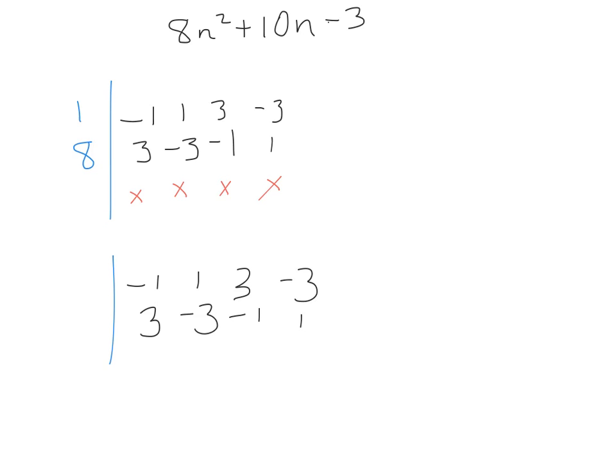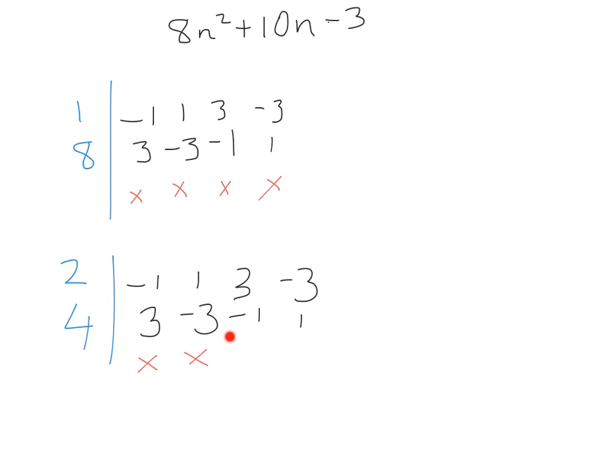Draw my dividing line, I'm going to write my factors as 2 and 4. Cross multiply and add together, hope I get plus 10. 2 times 3 is 6. 4 times minus 1 is minus 4, so 6 plus minus 4 is 2. Not what I'm looking for. 2 times minus 3 is minus 6 plus 4. That's going to give me minus 2.